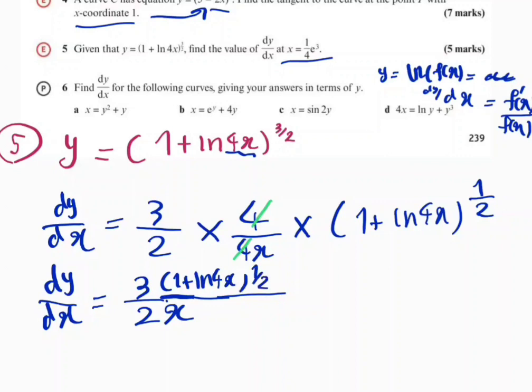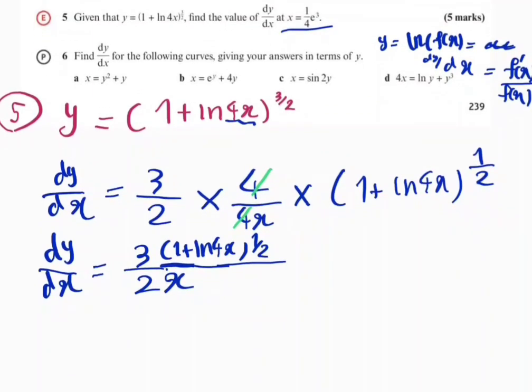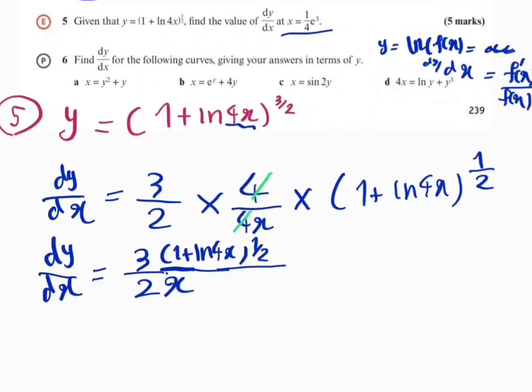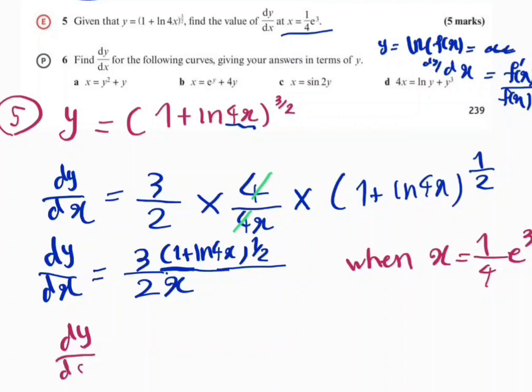Now we want to know the derivative at this x value, so we can now write it in this way. So when x is 1 over 4e to the 3, dy by dx is equal to, so now let's substitute that into this. So we have 3 over 2 times x, which is our x is 1 over 4.